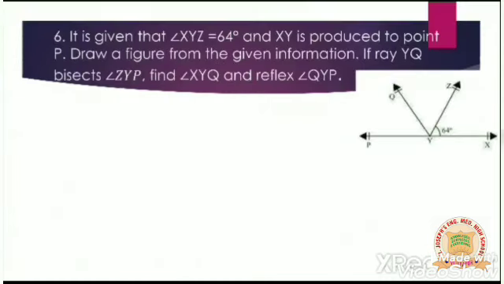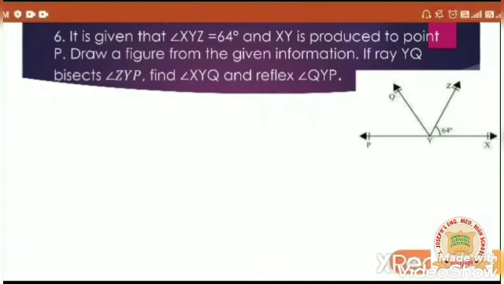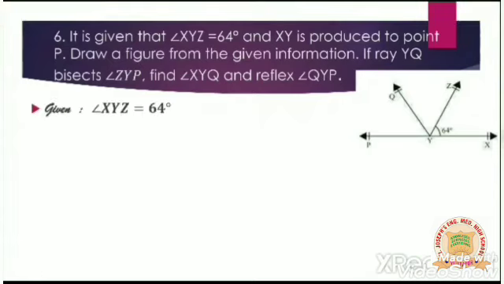We need to find out XYQ and reflex QYP. First, we are going to write what is given in this question. Given: XYZ is equal to 64 degrees. Then we are going to find out XYQ and QYP. XYQ is equal to question mark and QYP is equal to question mark.